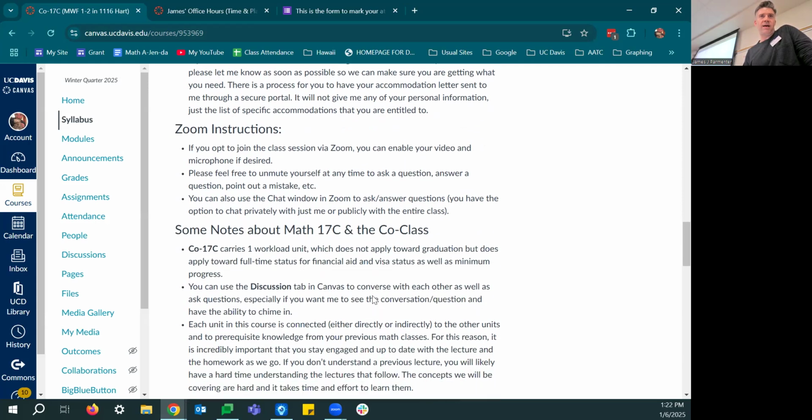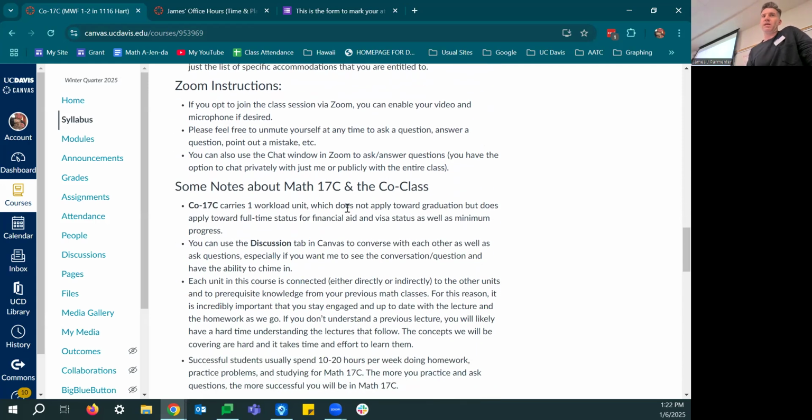Some notes about the class. This class is worth 1 workload unit, meaning it's worth a unit towards being full-time, but not towards graduation, meaning it counts for financial aid reasons.